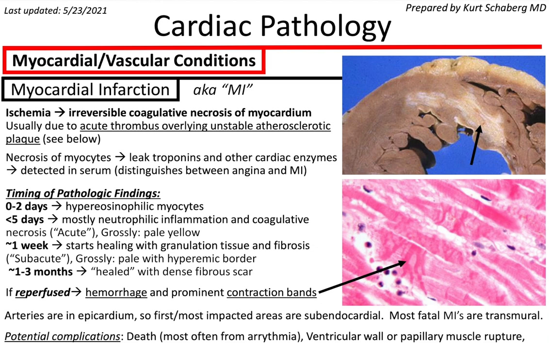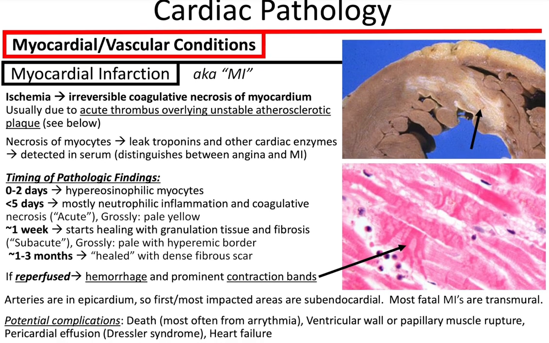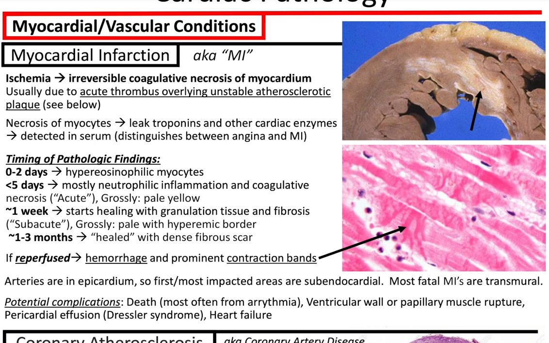Without further ado, let's talk about myocardial vascular conditions. Myocardial infarction, aka MI. This is due to ischemia that leads to irreversible coagulative necrosis of myocardium. It's usually due to an acute thrombus overlying unstable atherosclerotic plaque. This leads to necrosis of myocytes, and this leaks troponins and other cardiac enzymes. It's detected in serum, which distinguishes between angina and MI.